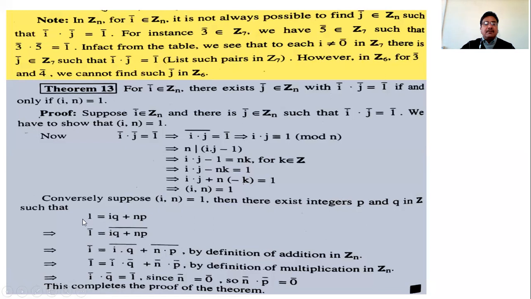And then taking bar of both sides, that is equivalence classes of both sides, residue classes of both sides, and then by using the definition of addition, a plus b bar is a bar plus b bar, and by using the definition of multiplication, a into b bar is a bar into b bar, we have this. And in Zn, what is n bar? n bar is 0 bar. In Zn, n bar is 0 bar.